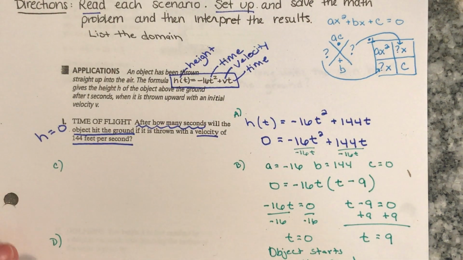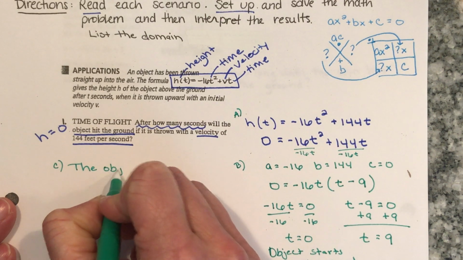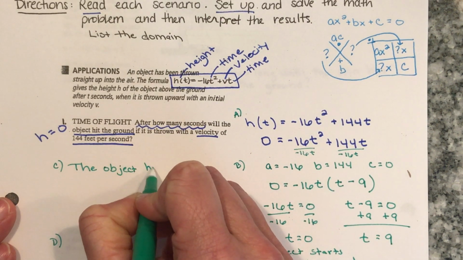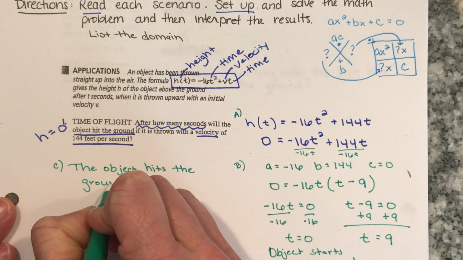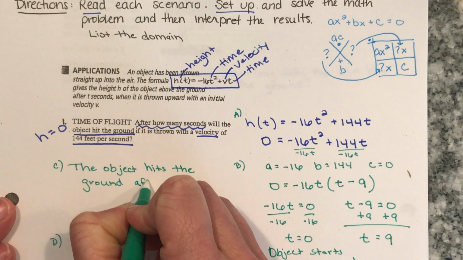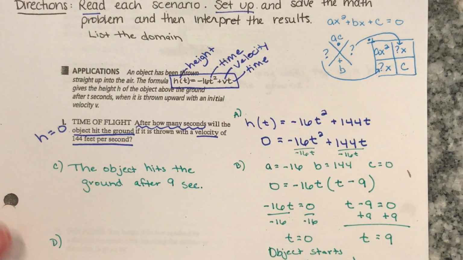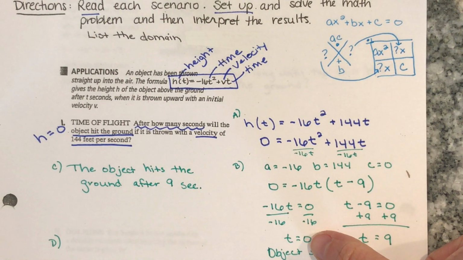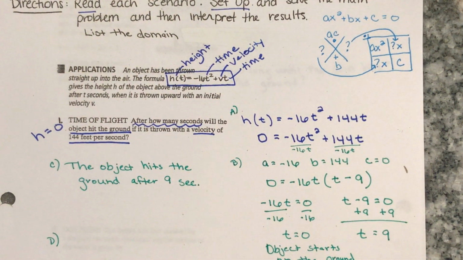So that's going to be our final answer. The object hits the ground after 9 seconds. So even though I got 2 answers, the first one is the very beginning of time, so the ball's just starting on the ground. Second one is a positive 9, so the ball's going to hit the ground, or the object's going to hit the ground in 9 seconds.